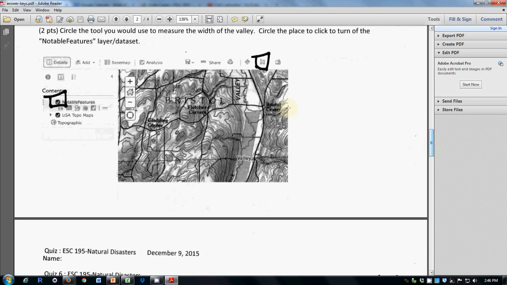Finally, in this question, which was the GIS question, the 2 tools that I asked you to circle are: how do you measure the width of the valley, for instance, which is drawn here, and to measure the width of the valley we use the measure tool, which is this one right here, which looks like a ruler. And the other thing to circle is turning off the notable features layer, which is controlled by this checkbox right here. The base layer is controlled by this checkbox right here.